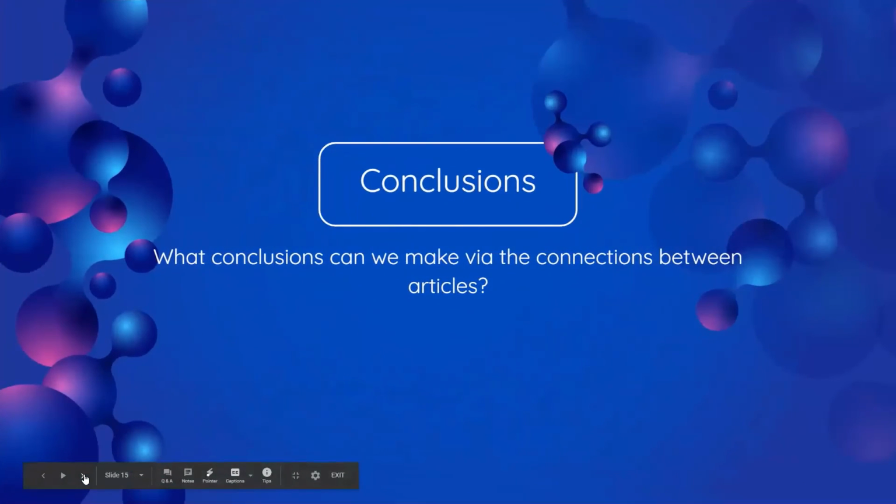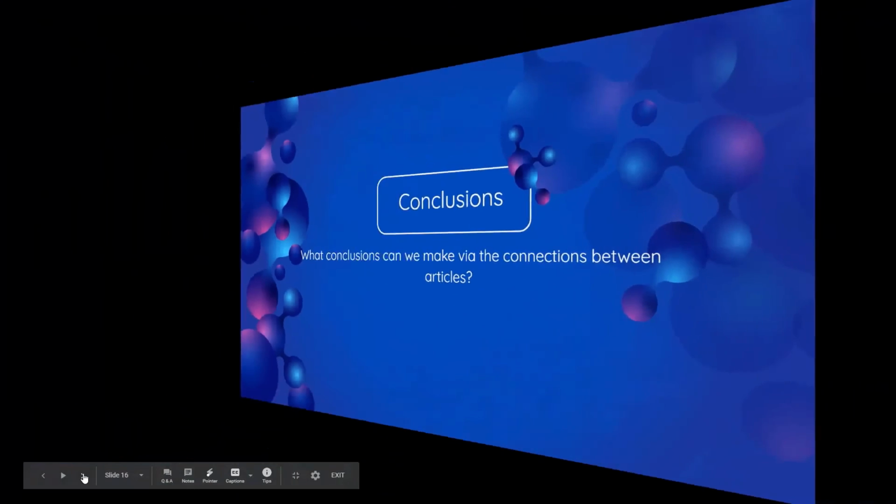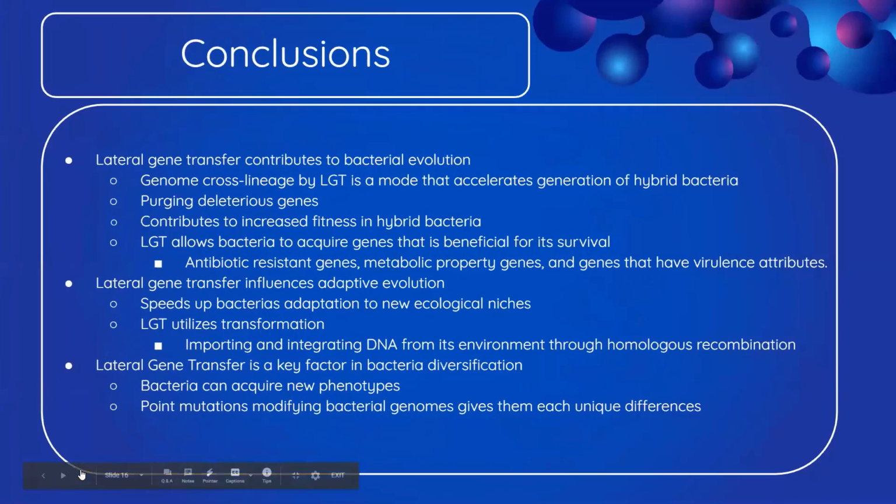What are the conclusions we can make via the connections between these articles? Well, we see how lateral gene transfer influences bacterial evolution, adaptive evolution, and has contributed to bacteria diversification. We see how it contributes to bacteria evolution by purging deleterious genes and by contributing to the increased fitness in hybrid bacteria. And LGT also allows for bacteria to acquire genes that are beneficial for its survival, such as antibiotic resistance genes, genes that are involved in metabolic properties, and genes that have virulence attributes.